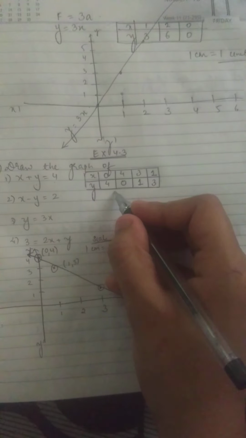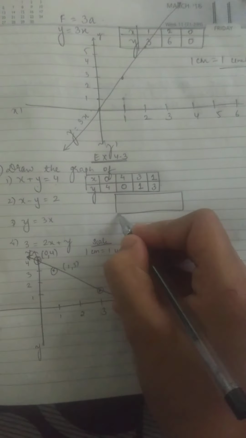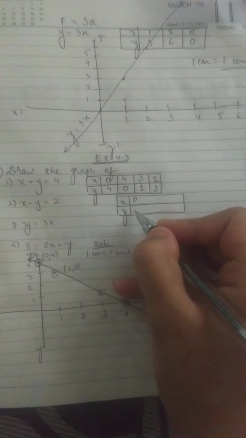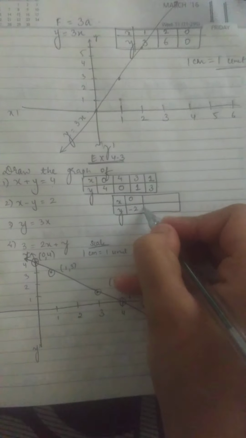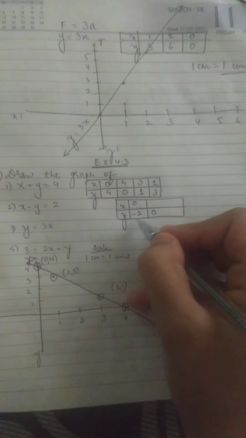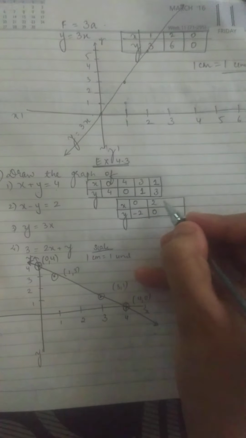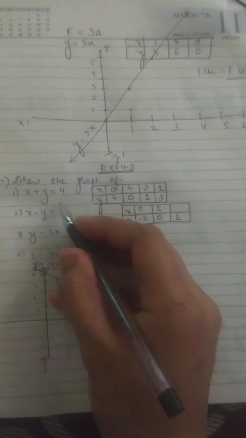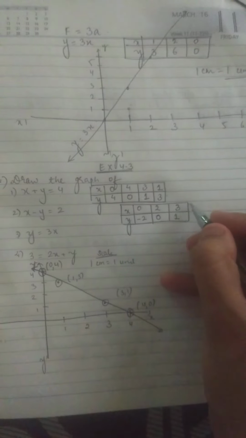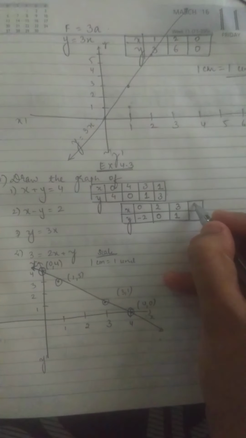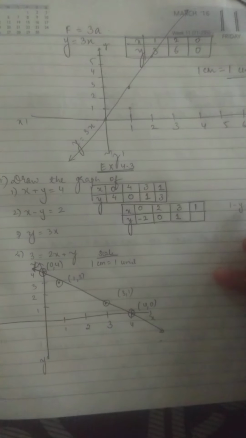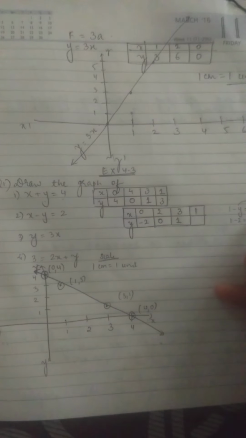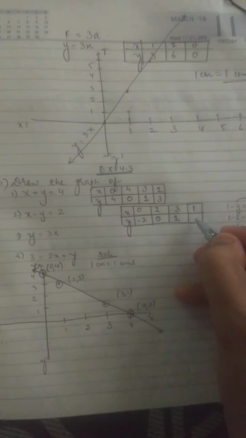Next, x minus y equals 2. Similarly, find the solutions of this equation. If x is equal to 0, then y is minus 2. If y is equal to 0, then x is equal to 2. If y is 1, minus 1 will go over here, so x is 3. And if x is 1, so 1 minus y is equal to 2. If minus y goes there, 1 minus 2 is y, so y will be minus 1.